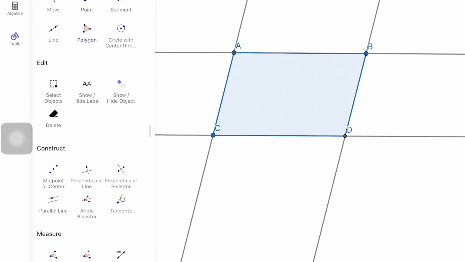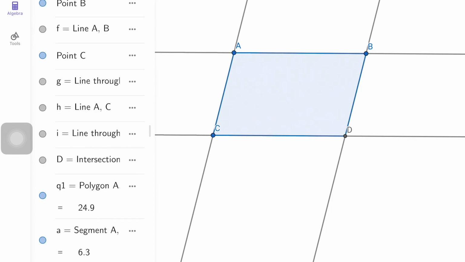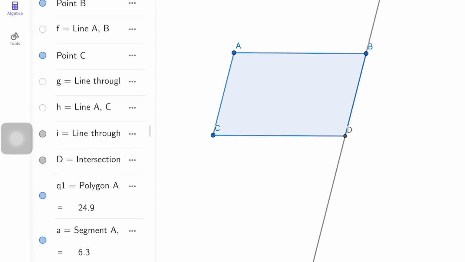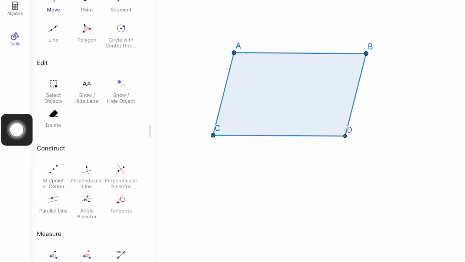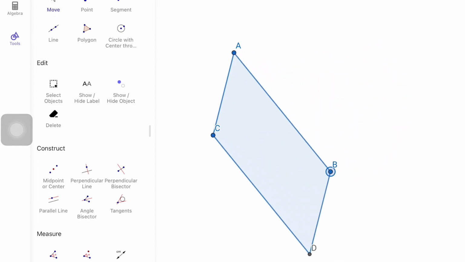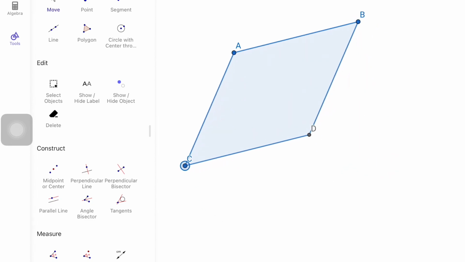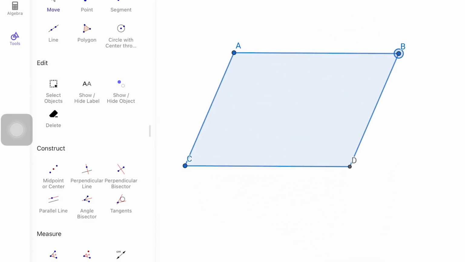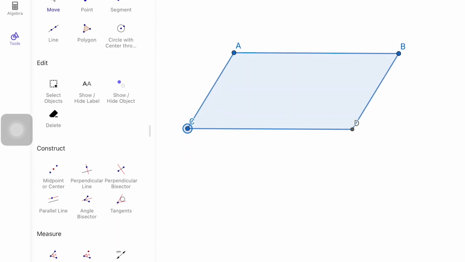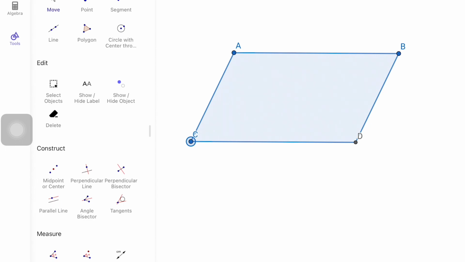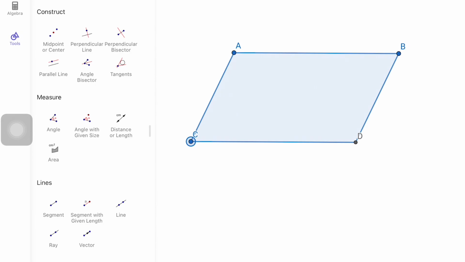Okay, we're going to hide the lines. So choose algebra. And this time you will hide 4 gray circles. Do not hide the intersection D, because we need that on there. Then go back to tools. Okay, this is a parallelogram. If you choose move, you can move it around any way you want, and it's still going to remain two pairs of parallel lines. Opposite sides are parallel, opposite sides are the same length. So I want to study it a little bit. So I want you to go down to measure, choose angle.